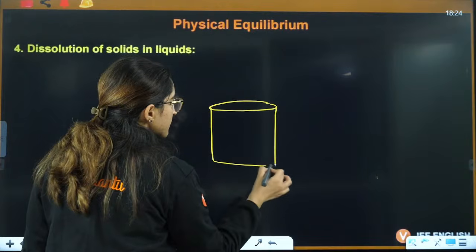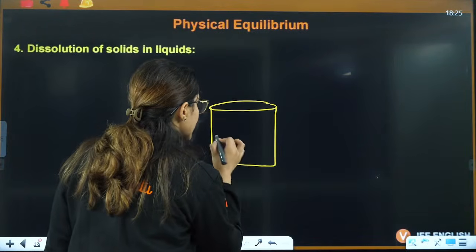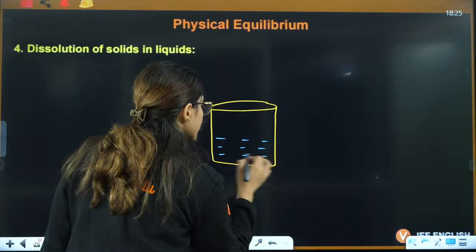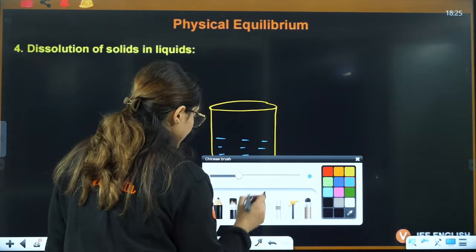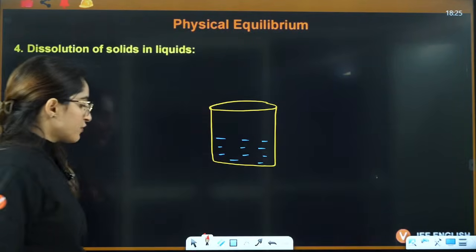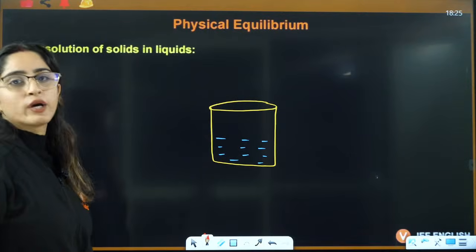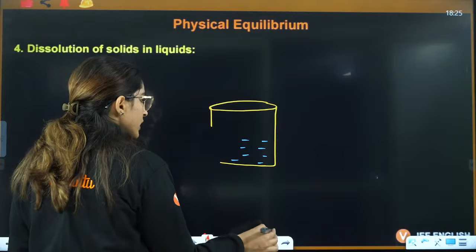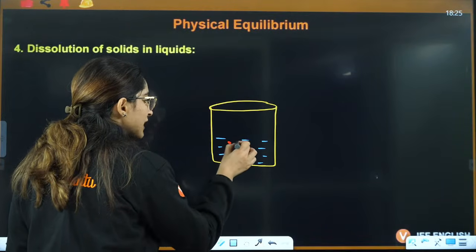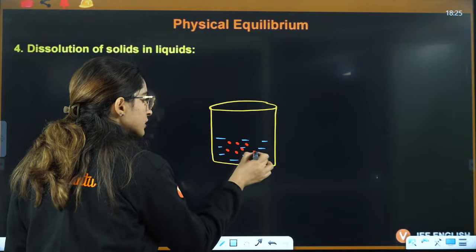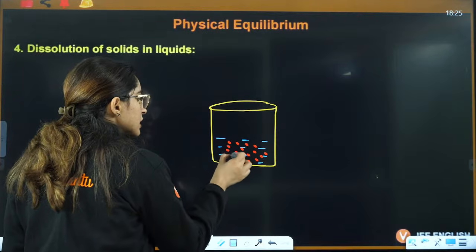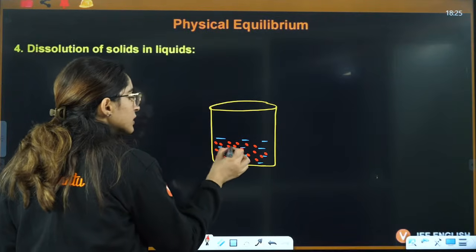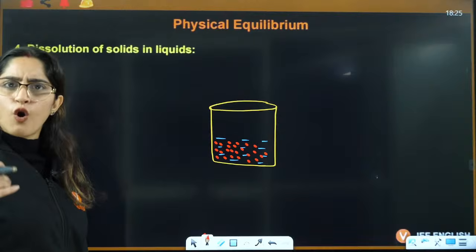If you see, there is water, right? Water, water, water. And you have added which thing? You have added sugar into it. Let's say we have red color of sugar that is being dissolved. Okay, red color is of the sugar that is being dissolved. This is the dissolved sugar that you have. Now when you add sugar, sugar is being dissolved.